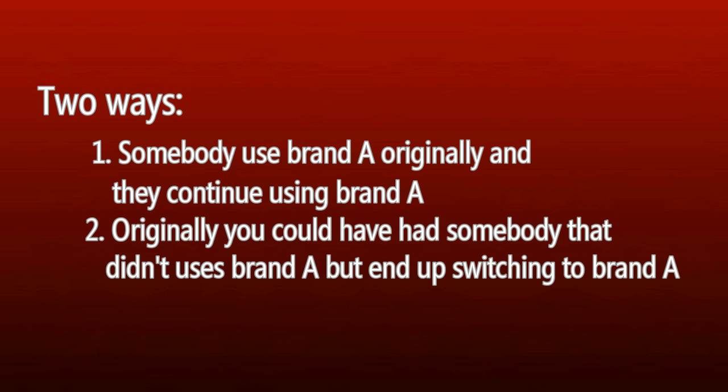Let's calculate the probability that someone uses brand A after 1 week using our tree diagram. We're going to calculate the probability wherein there are two different ways it can happen. Either somebody used brand A originally and they continue using brand A, or originally you could have had somebody that didn't use brand A but ended up switching to brand A.